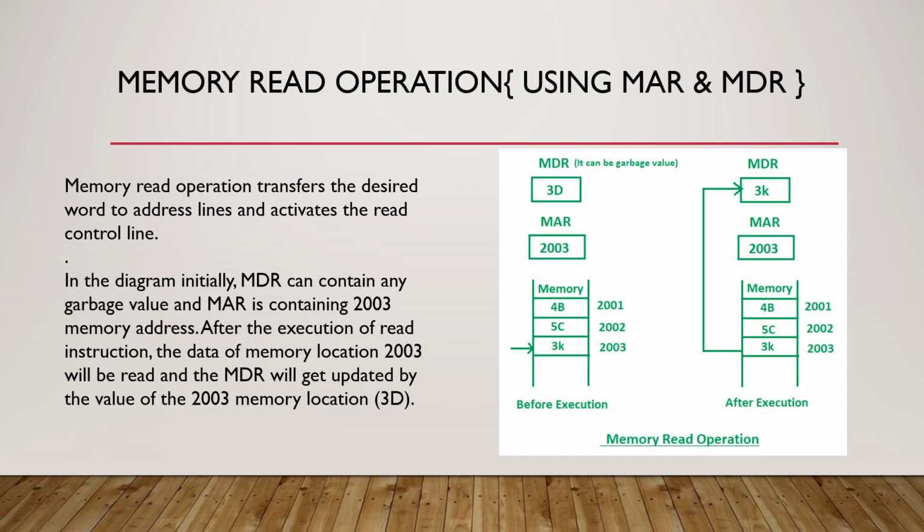So in this picture we can see a typical memory read operation. In a memory read operation, initially the MDR contains any garbage value or any value it can contain. Then a memory address is stored in the MAR, and then after the execution of this operation, the data which is present at the address will transfer into the MDR, and hence the memory read operation would terminate. This is the summary of the process of memory read operation using MAR and MDR.